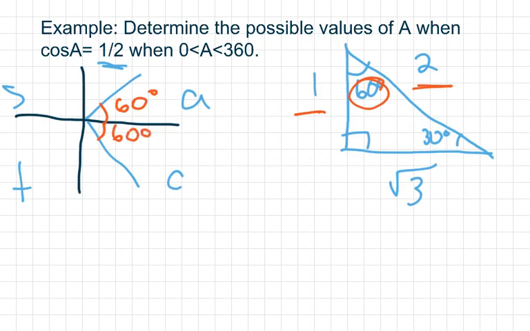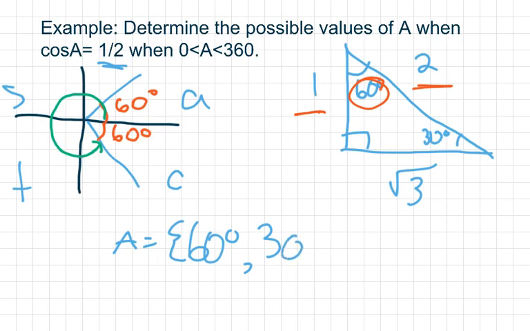Okay, so now we know that our values of A are going to be equal to, well, one of them is going to be equal to 60 degrees, but the other one's not going to be equal to 60 degrees. It's going to be equal to whatever this angle is here. And to figure out what the value of that angle is, we're going to subtract 60 from 360, and that's going to get us 300 degrees. Okay, and that's how we can use the CAST rule to solve a simple problem like this.